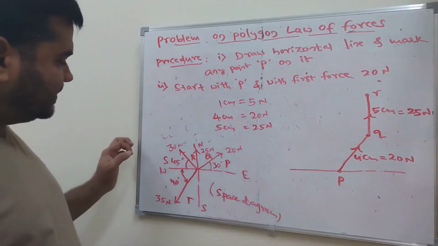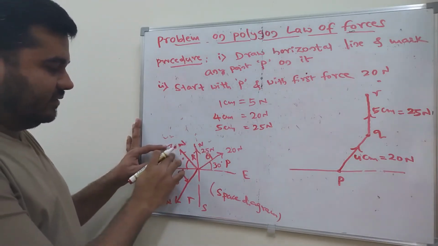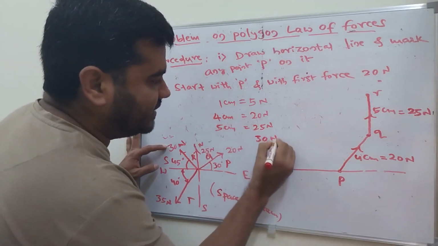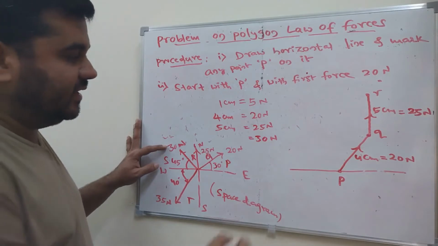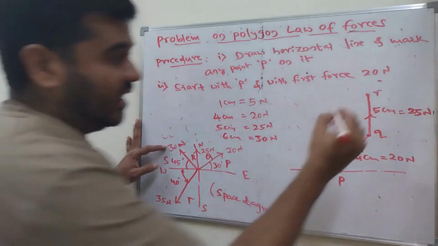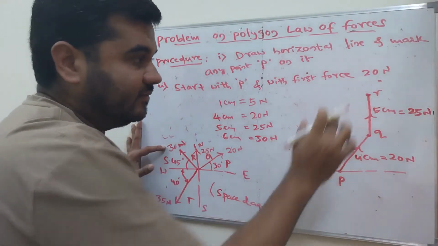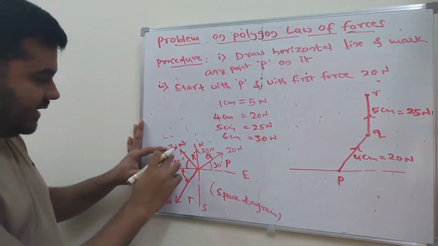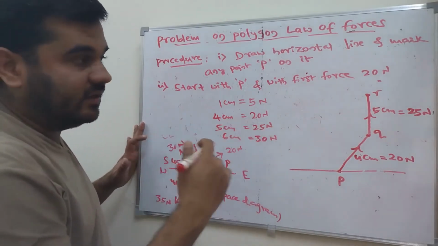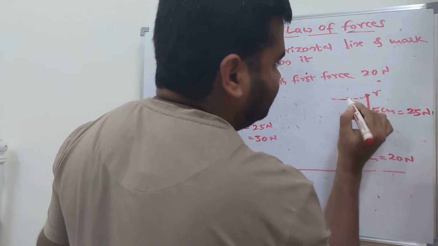Now go to the third force. Where is the third force here? Third force is 30 Newton. First convert that into scale: 30 Newton is how many centimeters? That is 6 centimeters, right? Now start with R. Scale is 6 centimeters. What is the angle? This 30 Newton force makes an angle of 45 degrees with horizontal, with respect to horizontal.